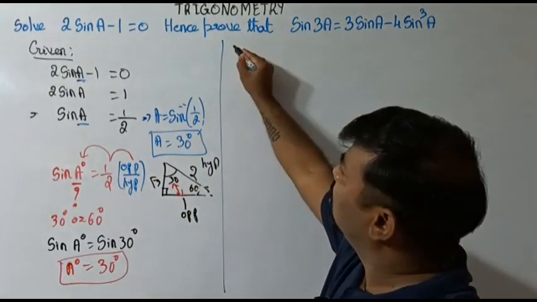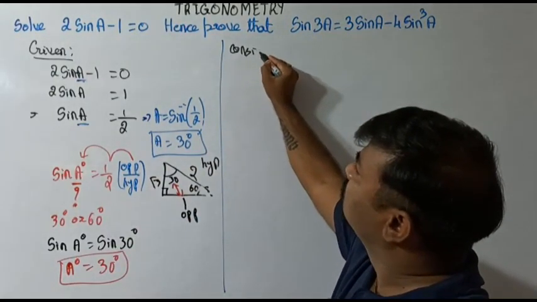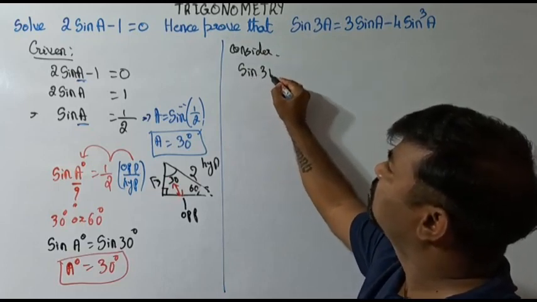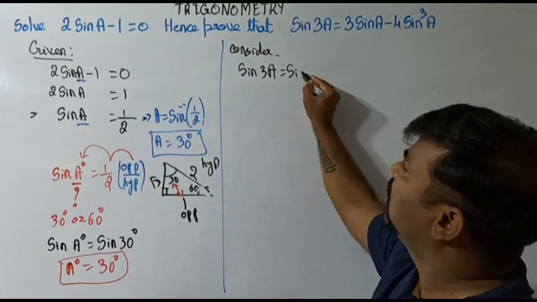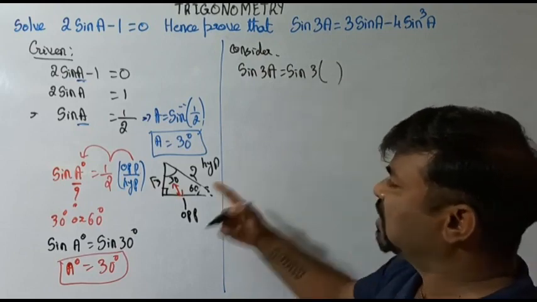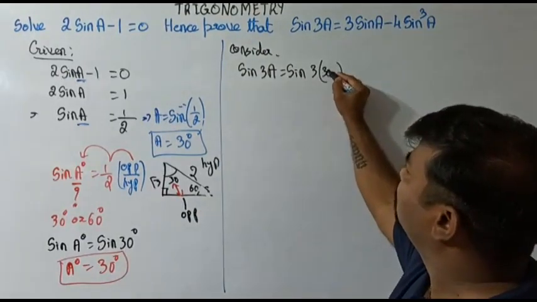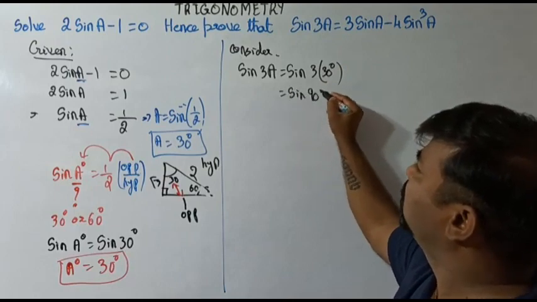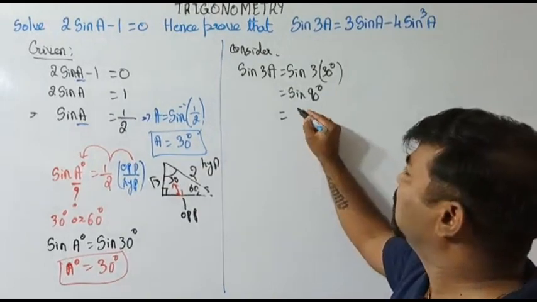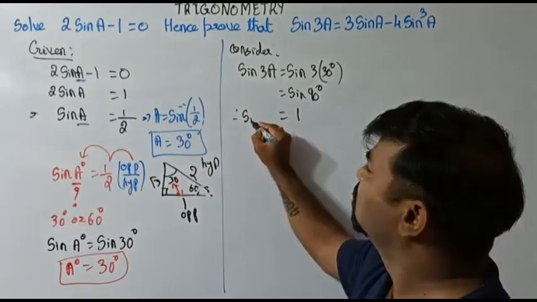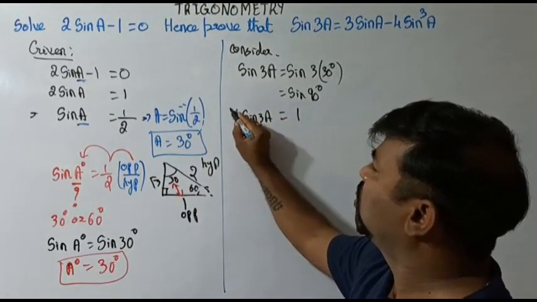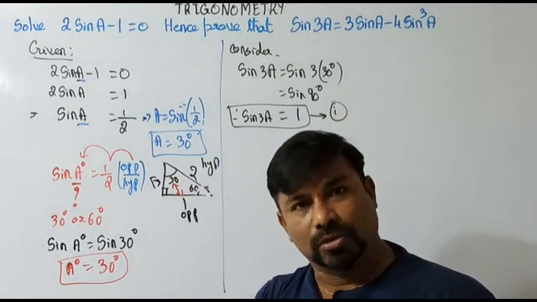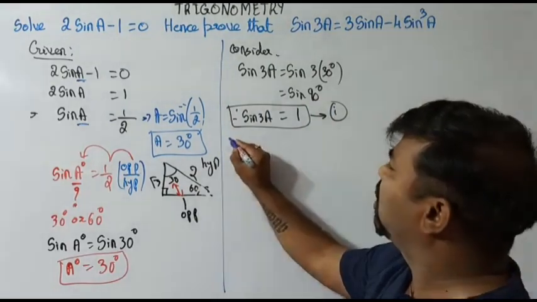Now, to prove that, I'm considering sin 3A. What is the A we got? It's nothing but 30 degrees. So it's sin of 3 into 30, which is sin 90 degrees, and we know sin 90 is nothing but 1. Therefore, sin 3A equals 1. Call it equation 1. Done. Now you go to the other side.